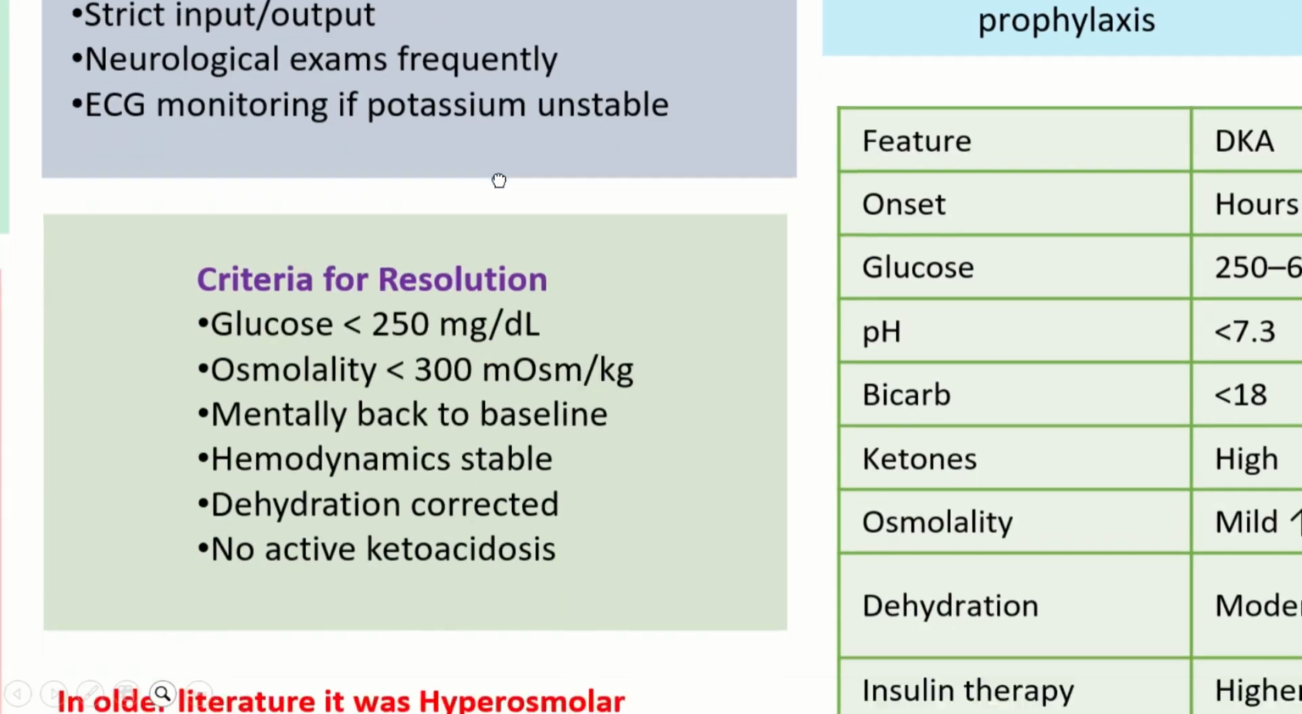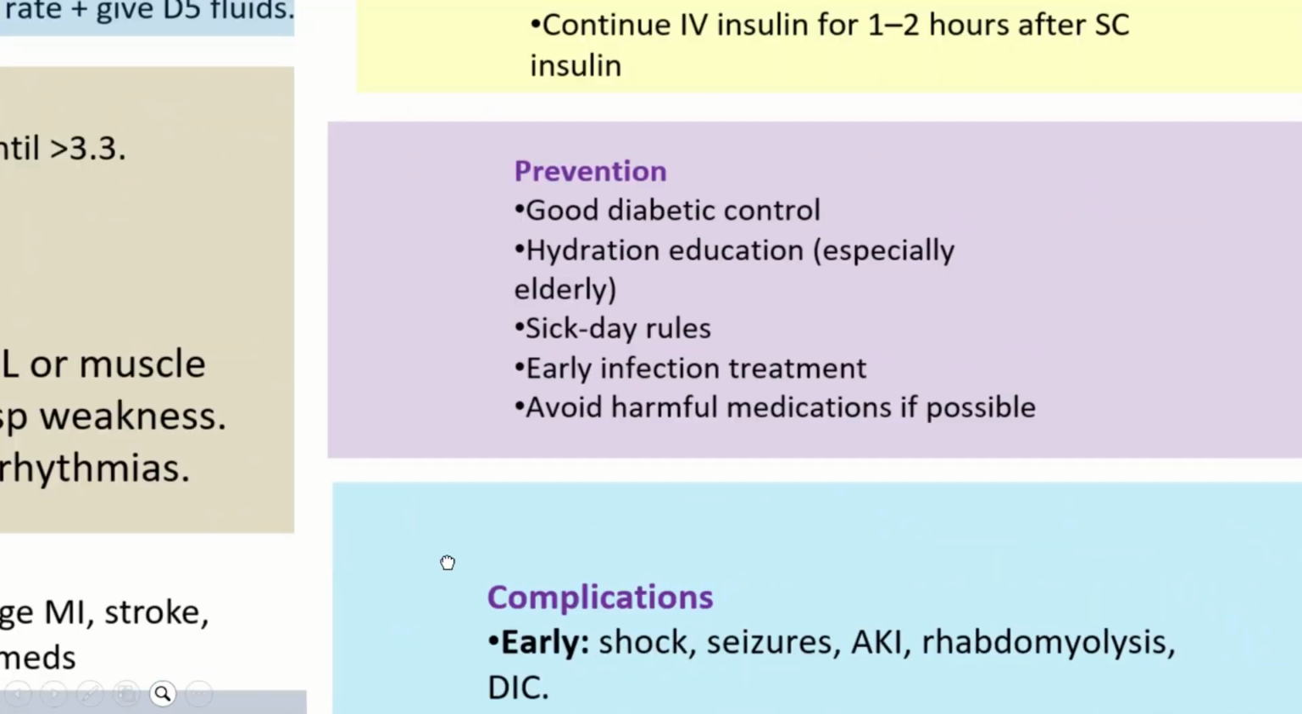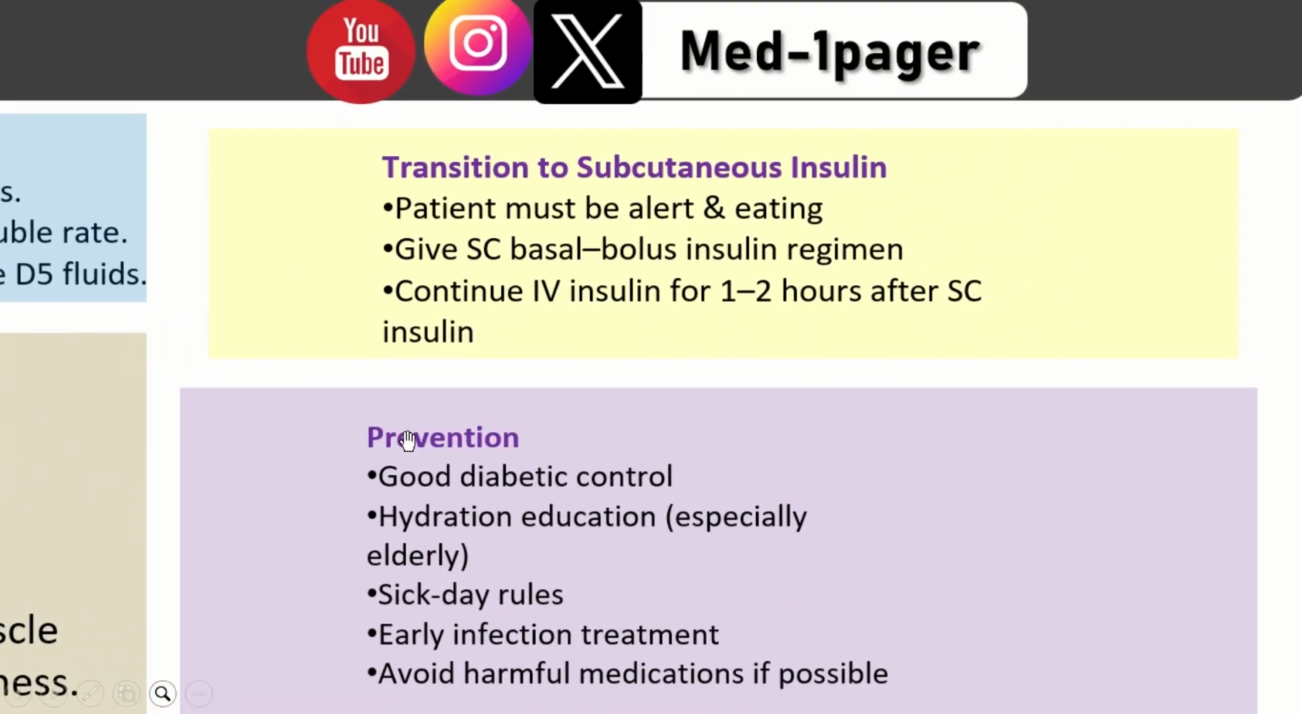Then the criteria for resolution is that the glucose is less than 250, osmolality is less than 300, the patient is back to mental baseline, they have hemodynamic stability, dehydration is corrected, and there is no active ketoacidosis. Then we can say we have resolution. And when we have resolution, we can decide to transition these patients back to subcutaneous insulin. To transition someone to subcutaneous insulin, they should be very alert.